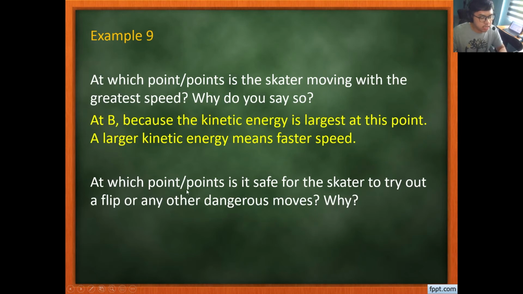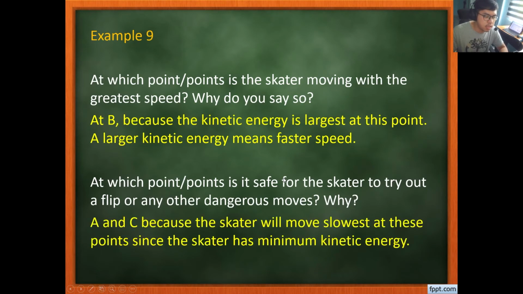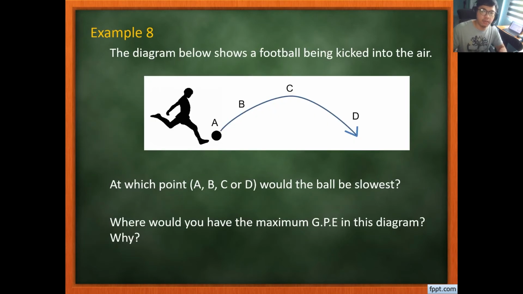And then the second question, at which point is it safe for the skater to try out a flip or any dangerous moves? And this is point A and C, because this is when the skater is at its slowest, when her speed is 0, and the speed is 0 because the skater has minimum kinetic energy. Now that we have gone through example 9, let's go back to example 8. We can finally answer this.